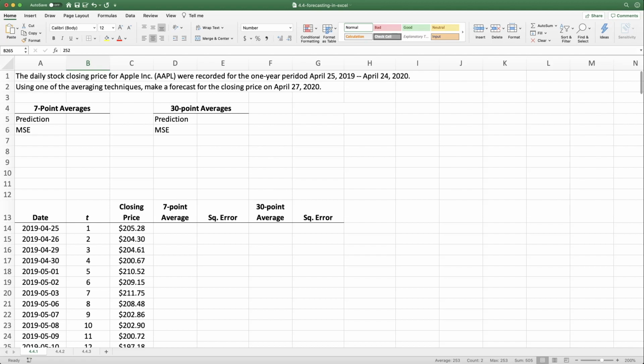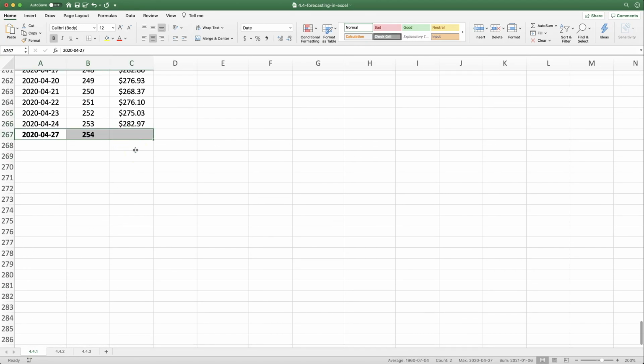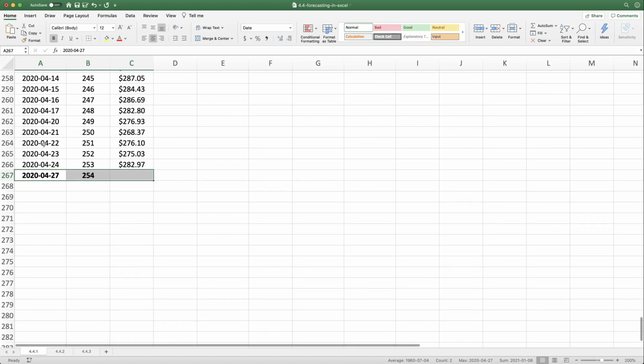our data. Consider the daily closing price for Apple stock over the 1-year period spanning April 25th, 2019 to April 24th, 2020. Let's use the two averaging techniques to make forecasts over this time period and then use the best one to make a prediction for Apple's April 27th stock price. Note that April 25th is a Friday, so April 27th is the next business day.